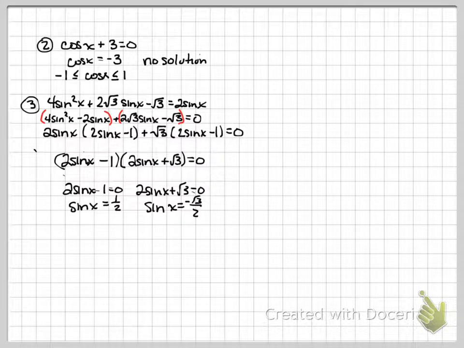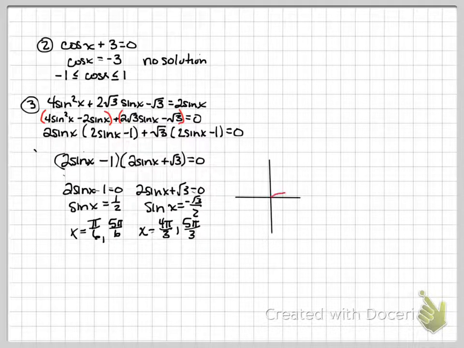Well, I know sine of x is equal to 1/2 at pi over 6 and 5 pi over 6. And sine of x equals negative root 3 over 2. Well, that occurs at 4 pi over 3 and 5 pi over 3. So let's put these all on our graph and see how they look.